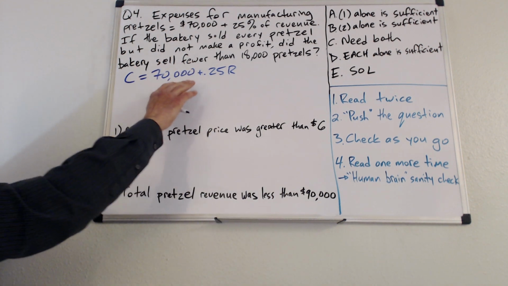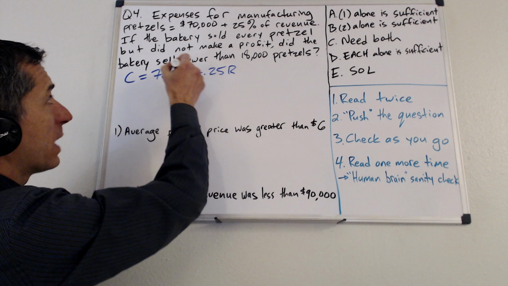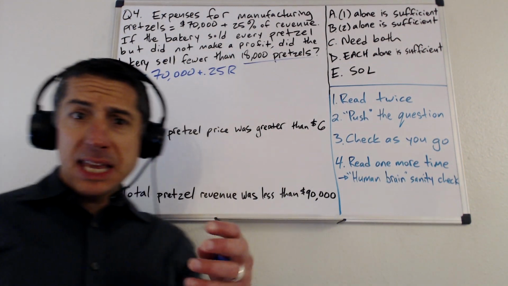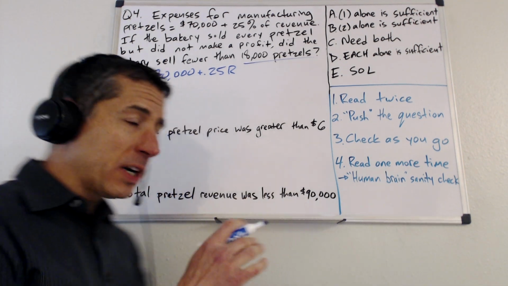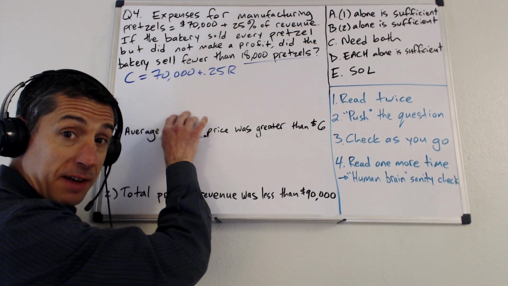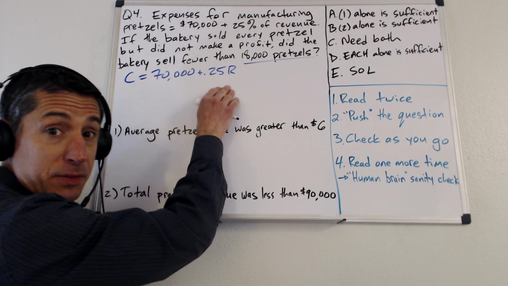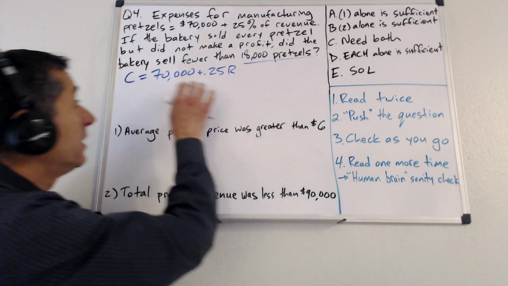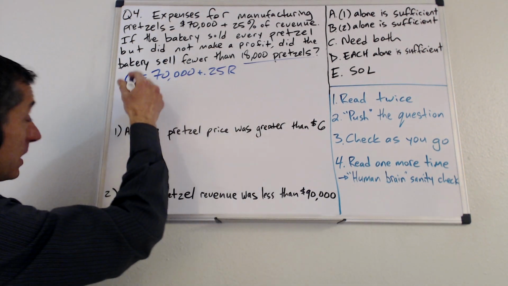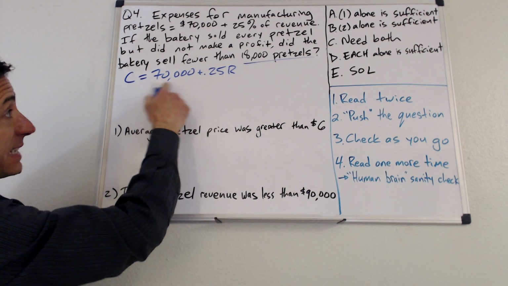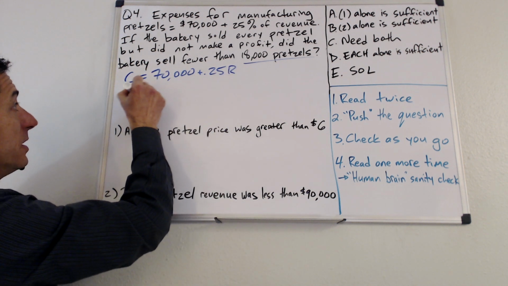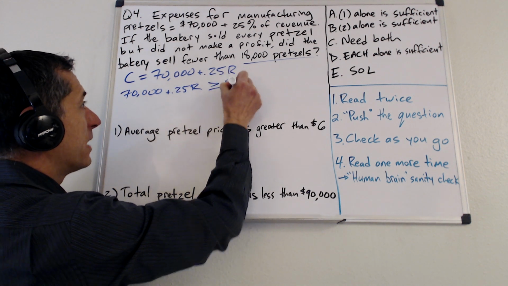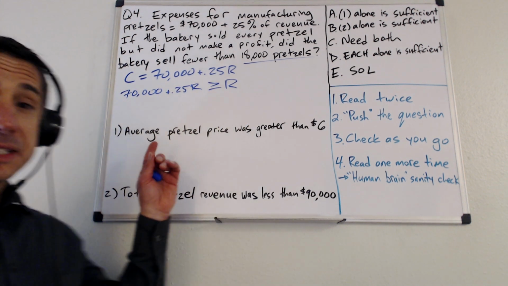Didn't make a profit. And we want to know something about the quantity. Did they sell fewer than 18,000 pretzels? All right. This business of not making a profit, that's kind of where the heart of this is. We know that if it didn't make a profit, then either cost and revenue are the same, in which case it broke even, or cost is greater than the revenue, in which case it made a loss. So let's use that here. So we can say that this cost, the $70,000 plus 0.25 times revenue, that's got to be greater than or equal to R.